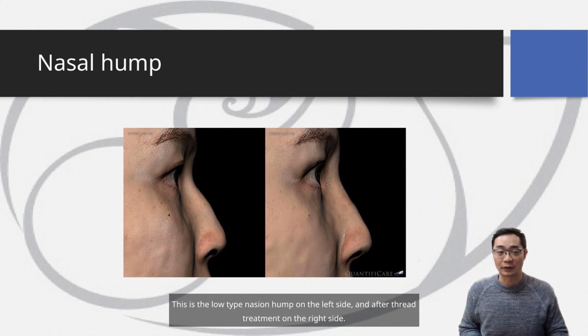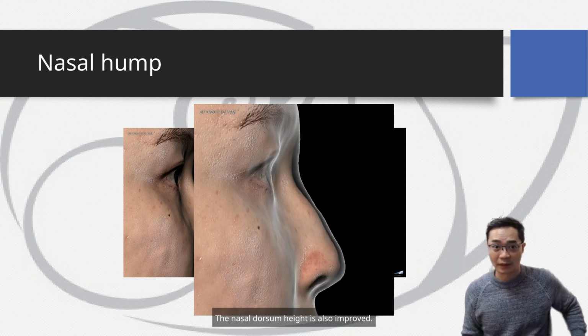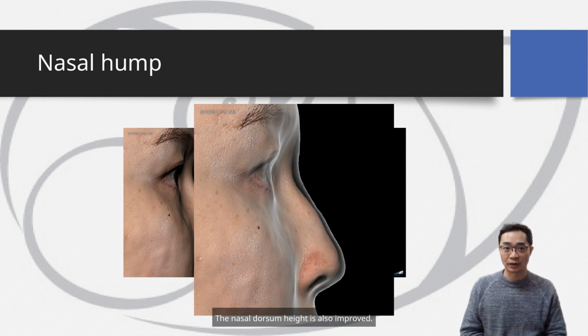This is the low-type Nasion hump on the left side and after thread treatment on the right side. You will see not only the Nasion hump is camouflaged, the nasal dorsum height is also improved. It looks doubly more pleasant aesthetically.